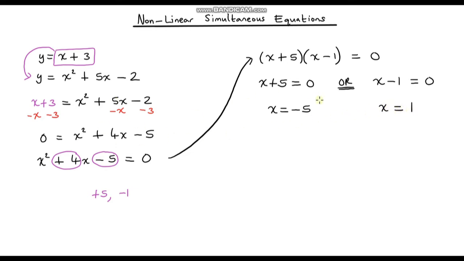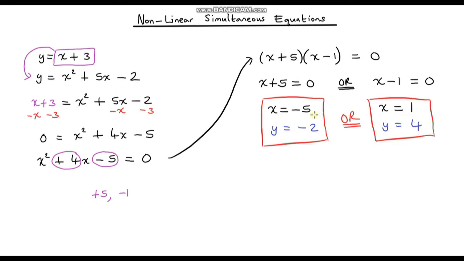So we've done the hard part. Now we just need to substitute both of these values for x into our linear equation to work out the values for y. So when x equals -5, what is our value for y? Well, it's just going to be -5 plus 3, which is -2. And now when x equals 1, we've just got 1 plus 3, which is 4. So our two solutions are x equals -5 and y equals -2, or x equals 1 and y equals 4.